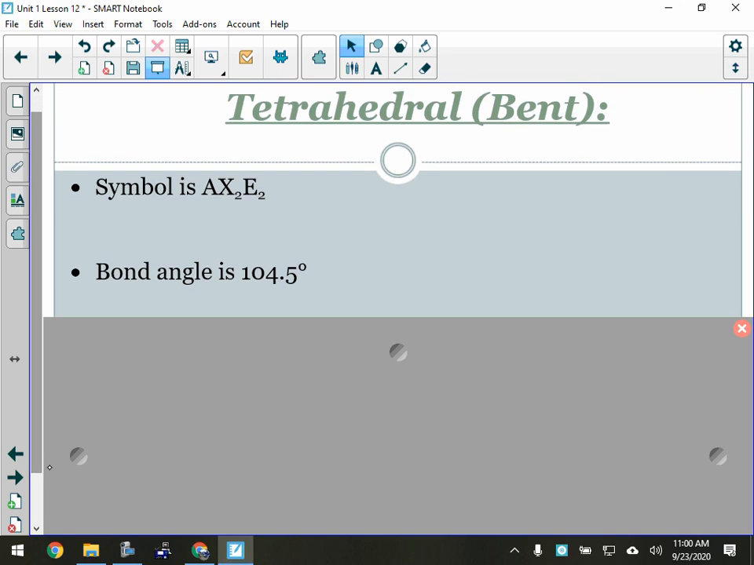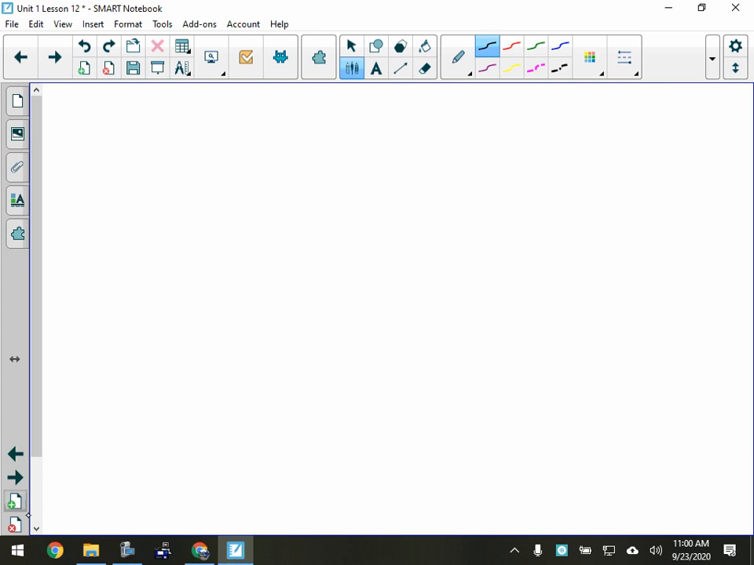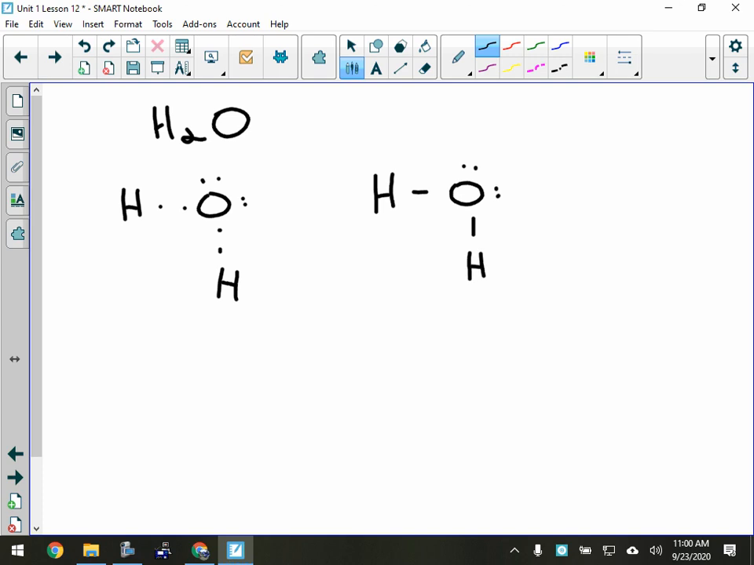So tetrahedral bent, AX2E2, 104.5, and the most common example we have here is good old-fashioned H2O. H2S would be another one. But this here, of course, would form water. It's probably our most common example of a tetrahedral bent.